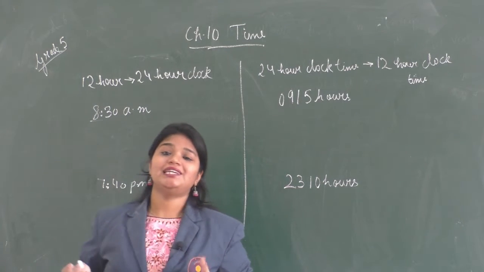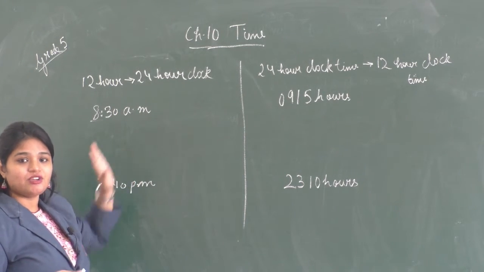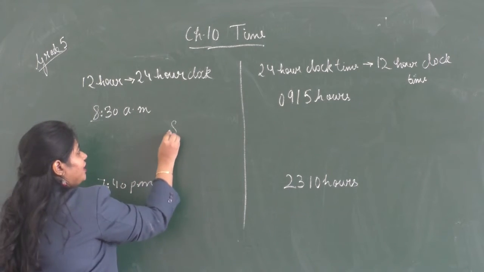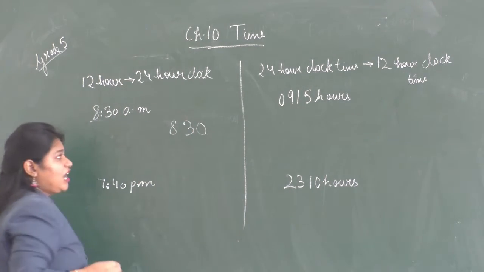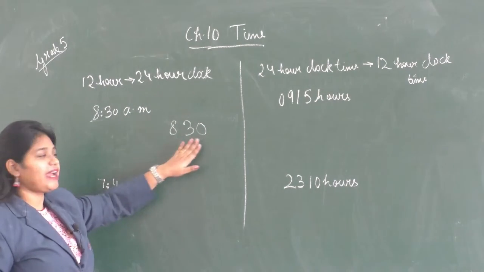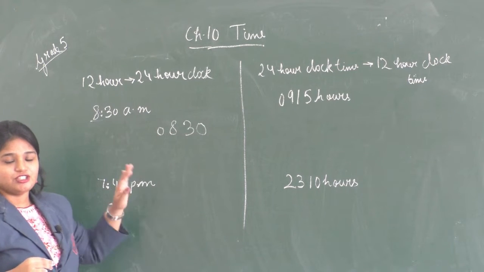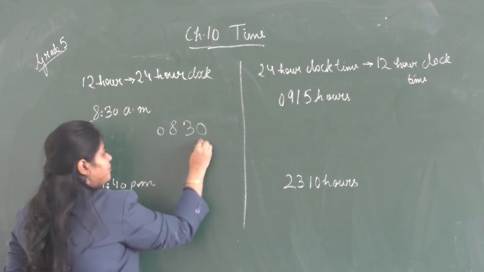So when the time reads as a.m., we directly write the digits as it is, ignoring the colon sign. So here we write 8:30. Now we know that in a 24-hour clock time there are 4 digits and here we have 3. So we automatically add a 0 before 8. So the time is 0830 hours.